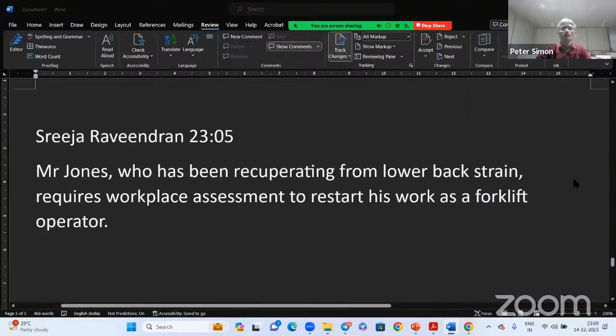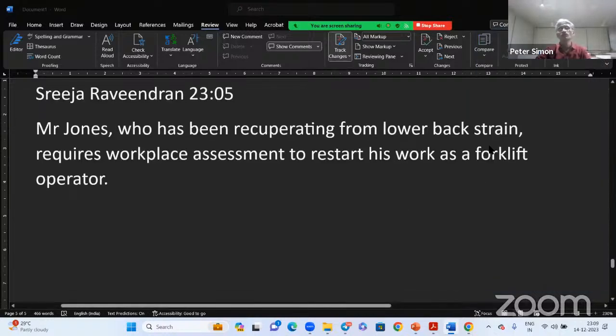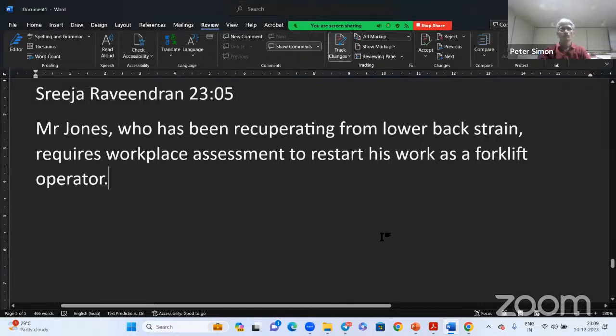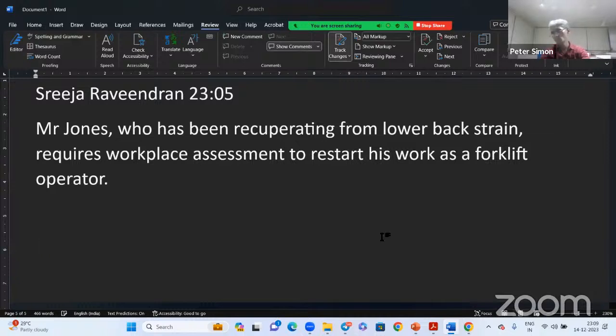Now I'm going to give you the conclusion. So tomorrow we'll see the main body paragraph and the conclusion.